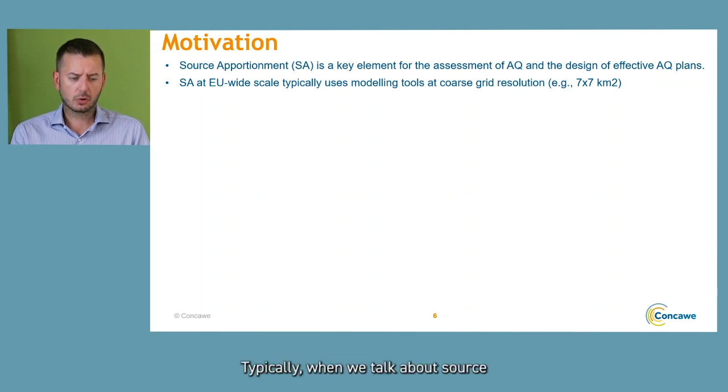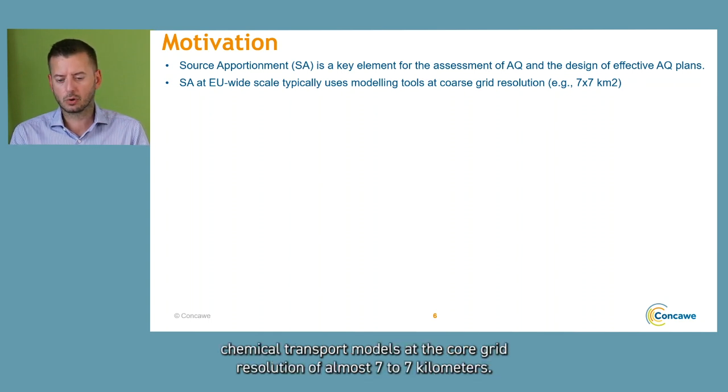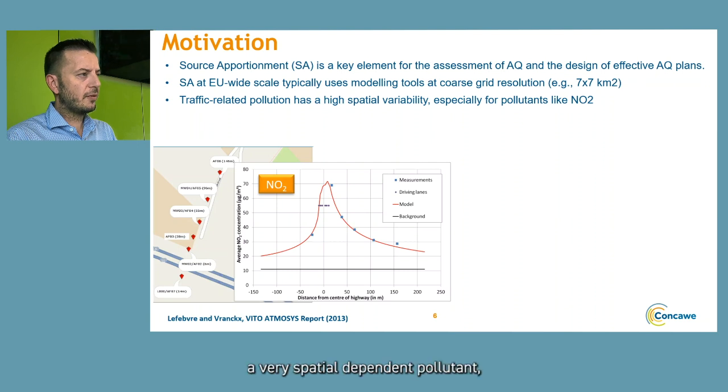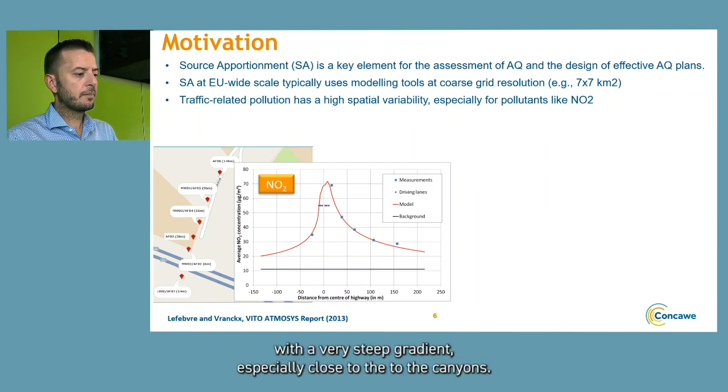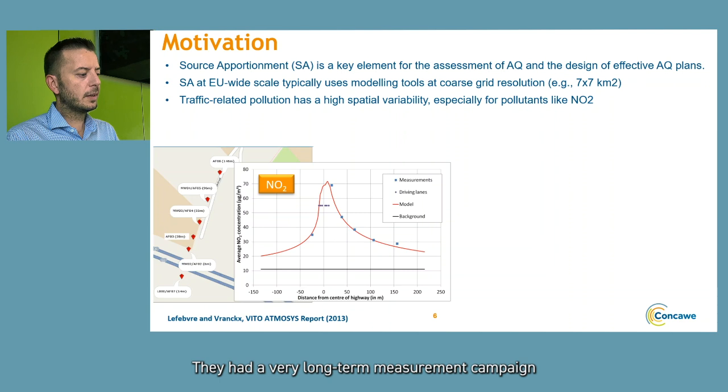Typically, when we talk about source apportionment at EU-wide scale, we usually use modeling tools, chemical transport models at a core grid resolution of almost 7 by 7 kilometers. But we know that NO2 is a very spatially dependent pollutant with very steep gradients, especially close to the canyons. And it's also reflected from a recent work that VITO had done.